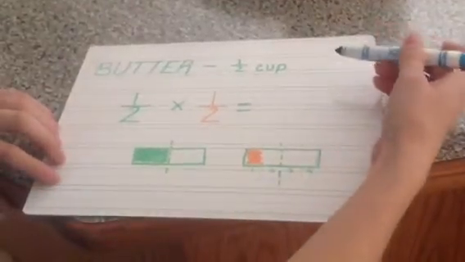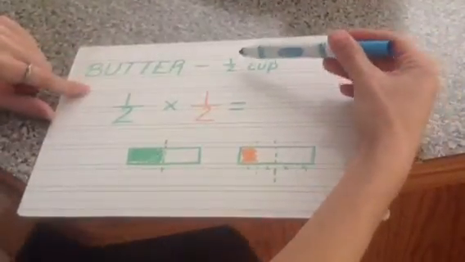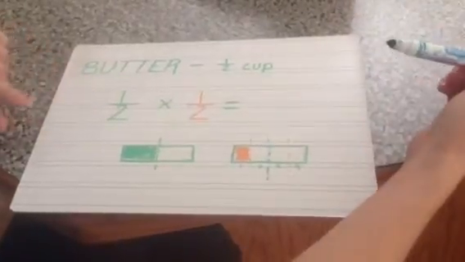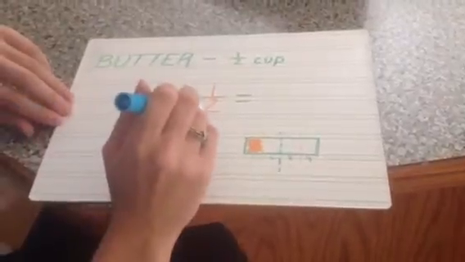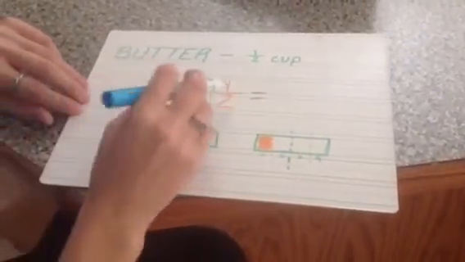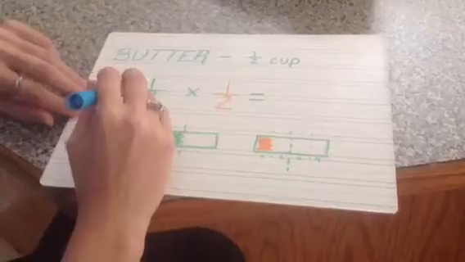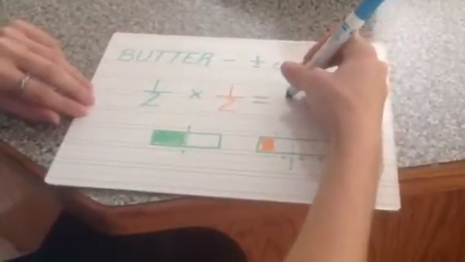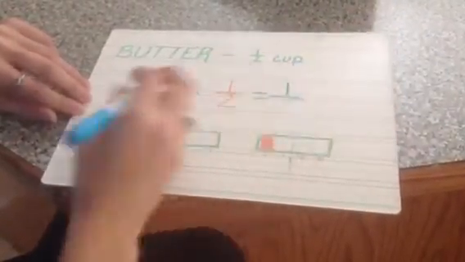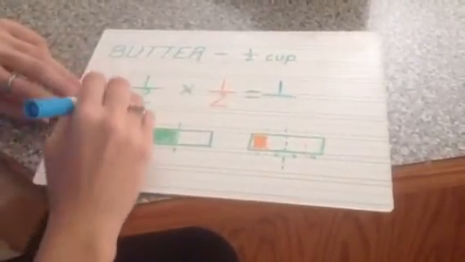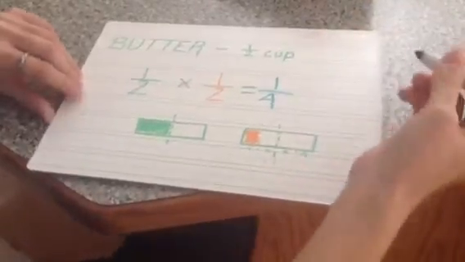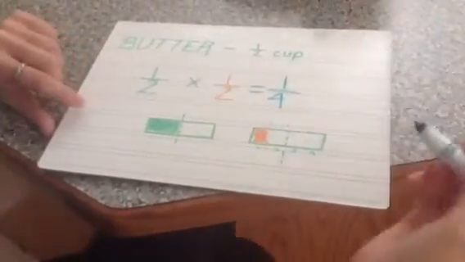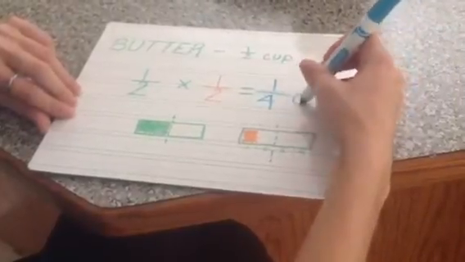Let's get started. Okay, so the banana bread recipe calls for 1/2 cup butter. But since we're cutting our recipe in half, we need to multiply the 1/2 cup by 1/2. To do this, we multiply the numerator by the numerator, so 1 times 1 equals 1. Then we multiply the denominator by the denominator, so 2 times 2 is 4. So now, instead of 1/2 cup butter, we need 1/4 cup butter.